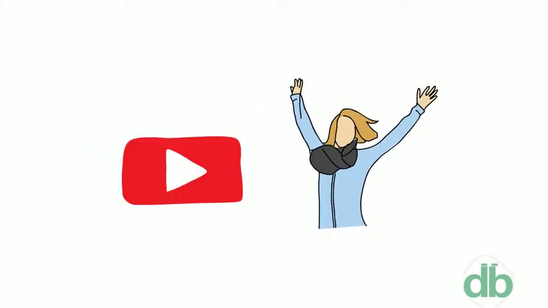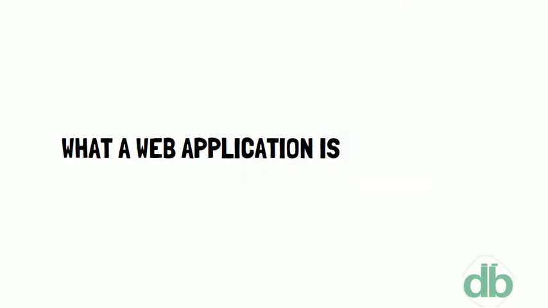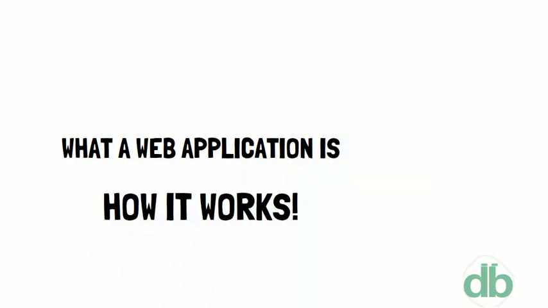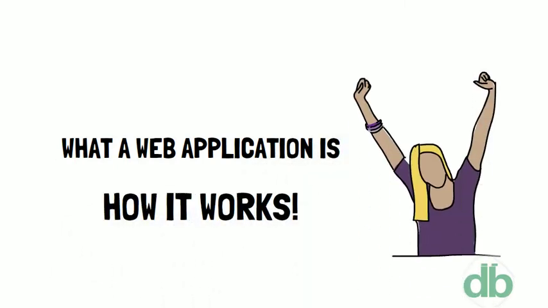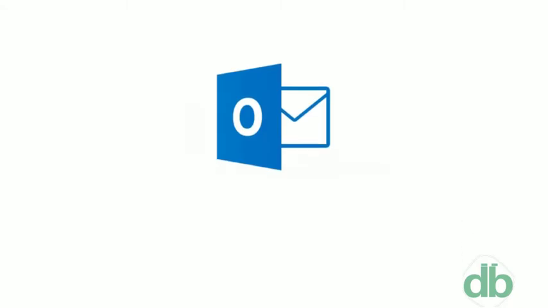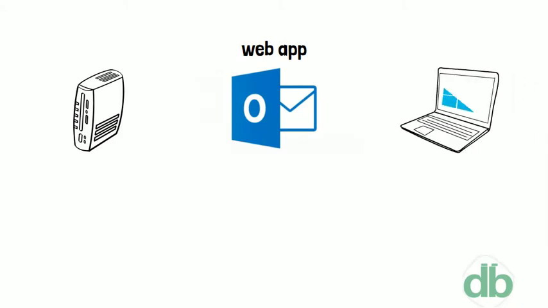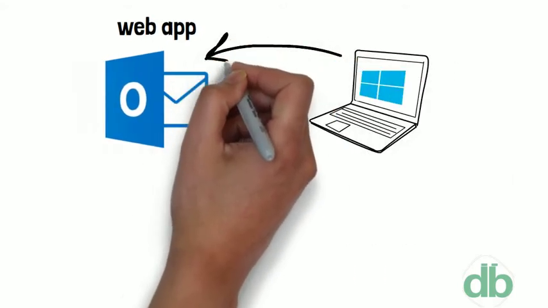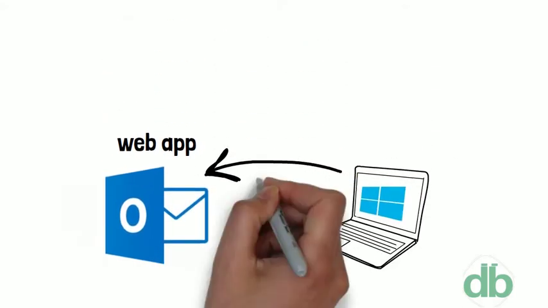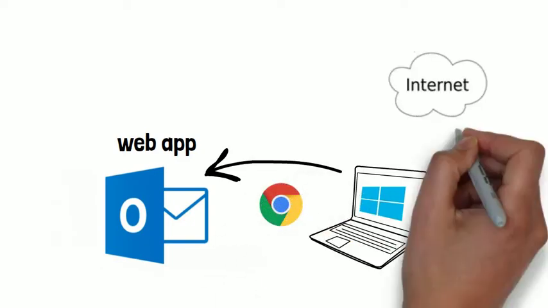In today's video we will learn what a web application is and how it works. So, let's get started. A web application, or simple web app, is application software that runs on a web server. Unlike computer-based software programs that are stored locally on the operating system of the device, web applications are accessed by the user through a web browser with an active internet connection.